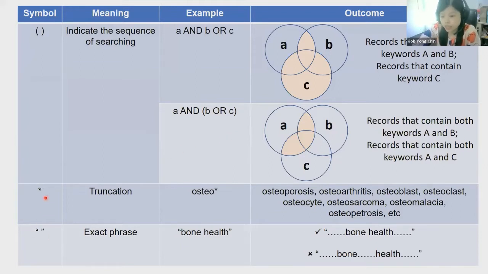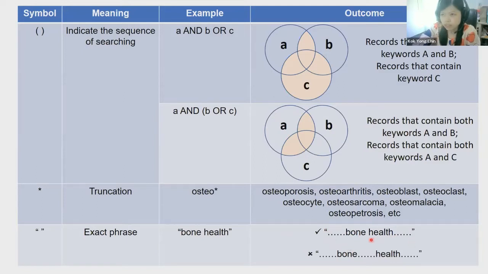You can also use the asterisk as a truncation. For example, if you put osteo asterisk, you are getting records that consist of all these kinds of words, for example osteoporosis, osteoarthritis, osteoblast, osteoclast, osteocyte, osteosarcoma, osteomalacia, osteopetrosis, and other words beginning with osteo. There are some others again, so you will also get them. For the open and close inverted commas, you will get the exact phrase, for example bone health. If you type bone health with open and close inverted commas, you will actually get the exact phrase, which is bone health.